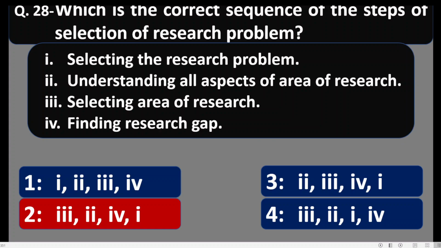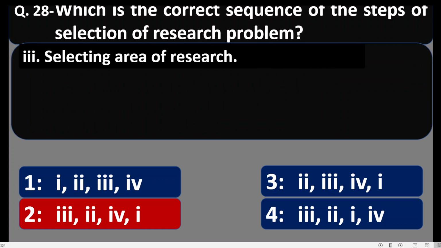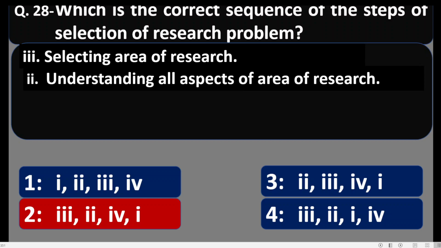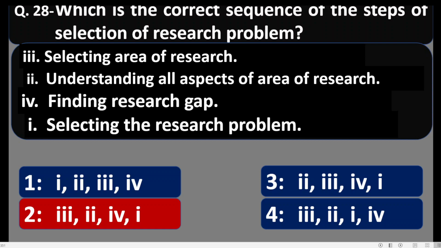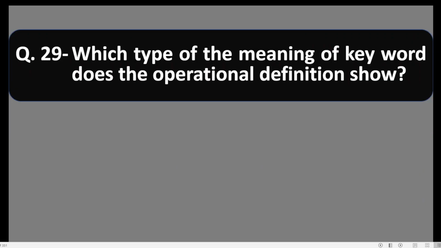This is the correct sequence, and according to that the sequence will be like this: selecting the area of research, understanding all aspects of the area of research, finding the research gap, and selecting the research problem. This is the correct sequence. Now question number 29.